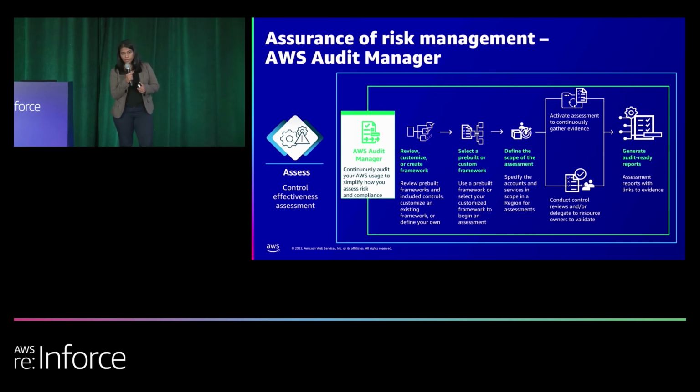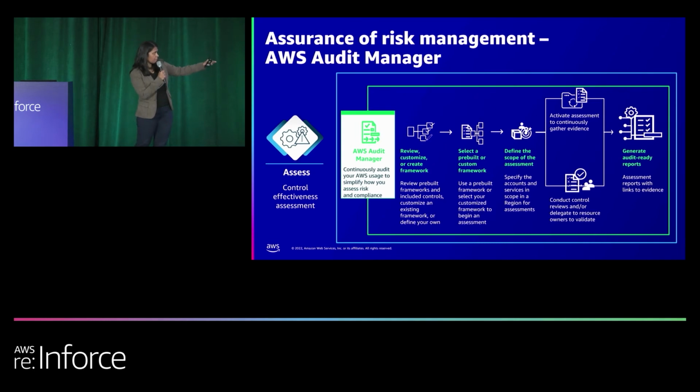And just like Security Hub is fetching data from underlying services, Audit Manager is fetching data from underlying services to show the compliance officer the views that they need to see. So what Audit Manager does is, in order to continuously audit your AWS usage, you have to start with a framework. Like I said, there are pre-built frameworks which are available in Audit Manager that make it very easy to get started. It's a very easy click-through flow.